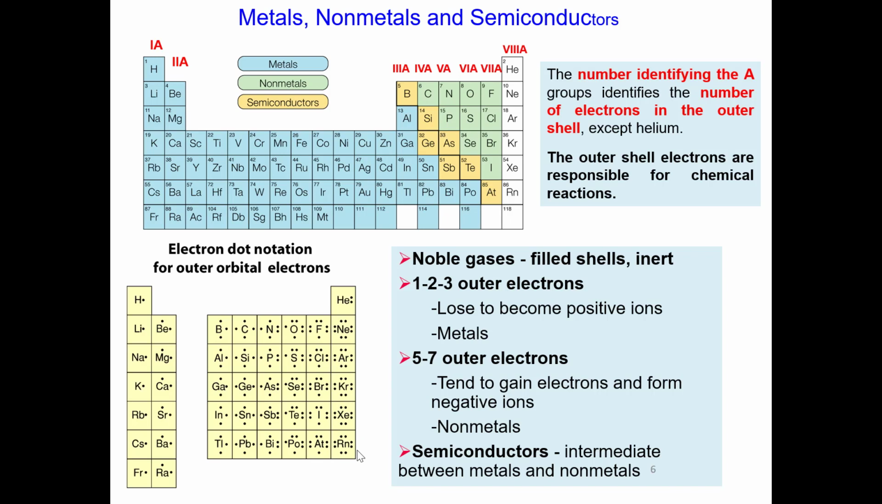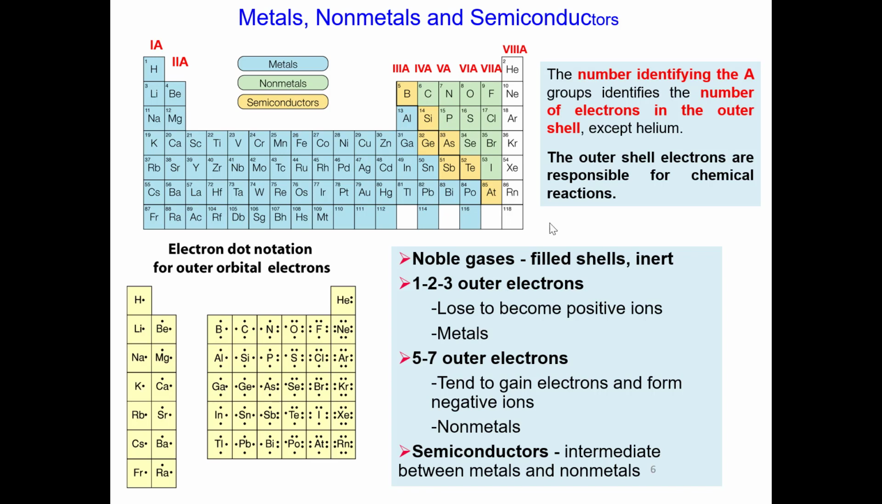And again, we want to review the groups that have 1, 2, 3 electrons in the outer shell. Usually they lose electrons and become positive ions, and that happens in the case of metals. For the metals, they usually lose electrons and become positive ions.